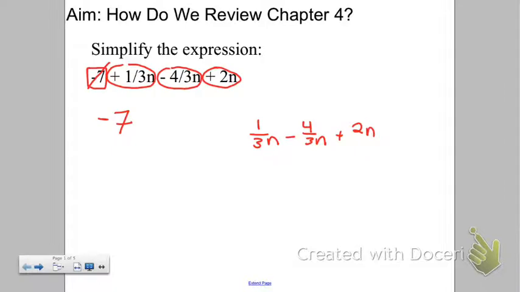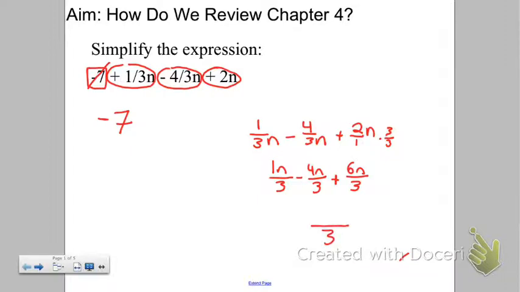To add these terms, I'm going to have them all have the same denominator. So I'm going to put this as 2 over 1. I'm going to have that have a denominator of 3. So I can multiply my numerator and denominator by 3. So I have 1n over 3 minus 4n over 3 plus 6n over 3. Now, since all my denominators are the same 3, I can bring down the 3.